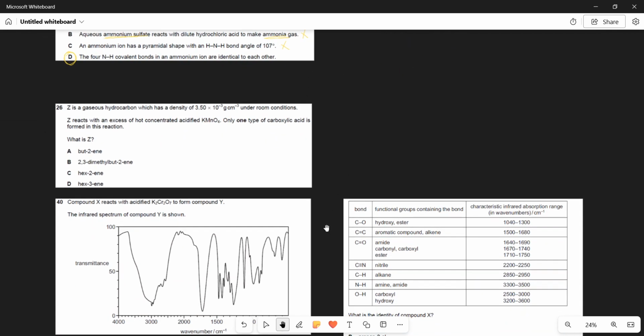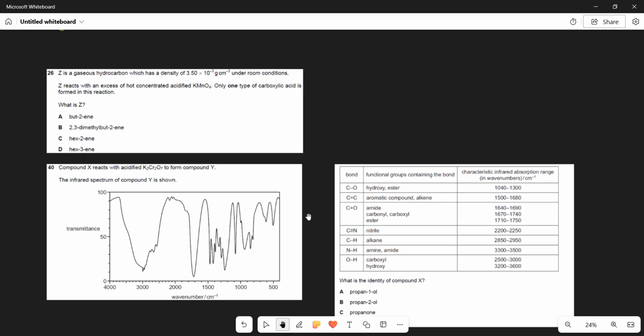The fourth question is a little related to stoichiometry. Z is a gaseous hydrocarbon which has density 3.50 grams per centimeter cube under room conditions. Z reacts with excess hot concentrated KMnO4, so only one type of carboxylic acid is formed. Hot acidified concentrated KMnO4 will break the double bond, so it produces different products.